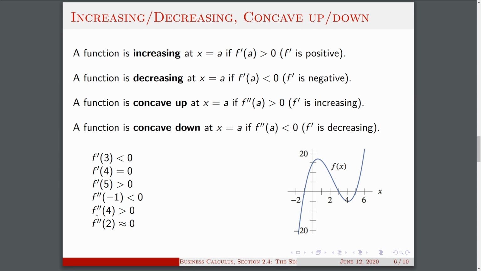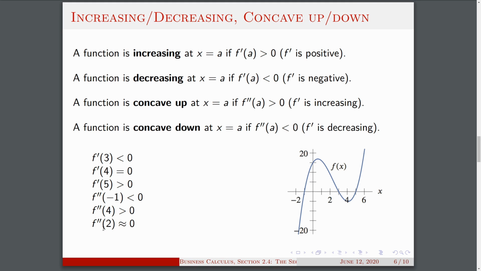I said that f double prime of 4 is greater than 0. So here's kind of an interesting thing. Even though the derivative is 0 at this point, it's still concave up at this point. At this minimum here, it's the bottom part of a cup. So it's definitely part of a cup shape, and so it's concave up at that point.